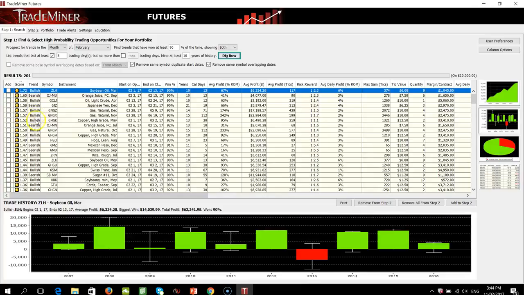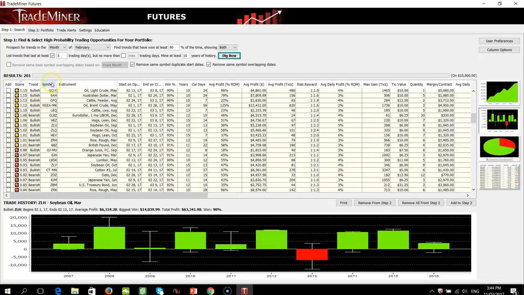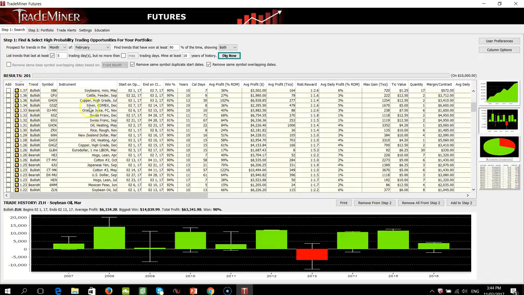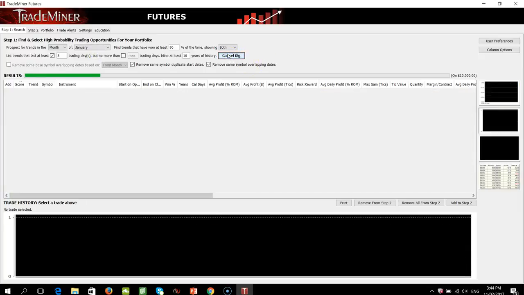And you go down, you could see there's different contracts, bullish, bearish, different contract months. There's really a lot. There's 201 here. Let's go back, look at January. January just ended. Let's see if some of these trades were profitable or not. Again, this is how fast it works. It's doing the calculations right now as I'm talking to you.